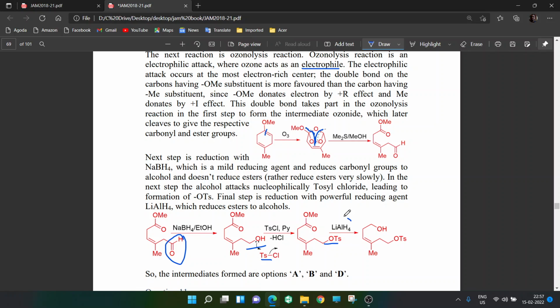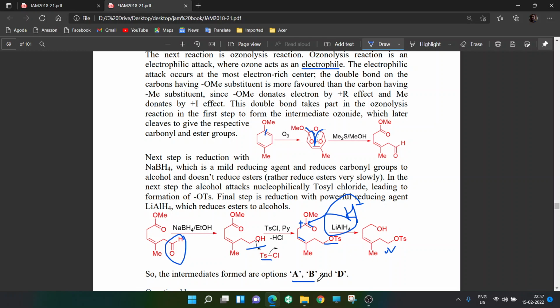Then you are reacting with LiAlH4. LiAlH4 is a powerful reducing agent, very powerful reducing agent, but it is a hydride donor. It needs some kind of polarity to attack upon. So it cannot attack alkene, because alkene does not have any polarity, any positive charge. Whereas here you can see when ester is there, you have positive polarity here, so it will reduce the ester and form alcohol. So this is the product formed.